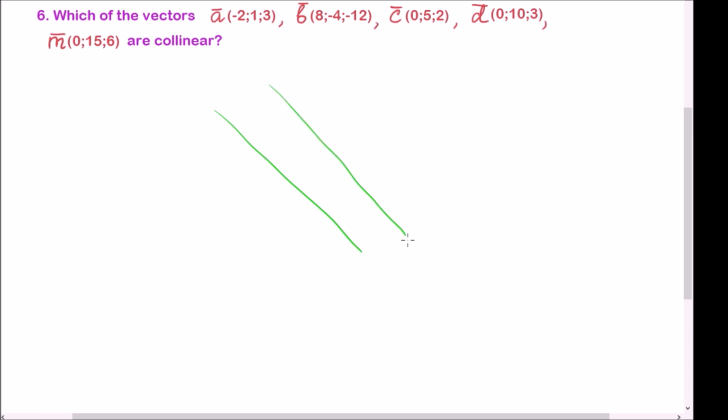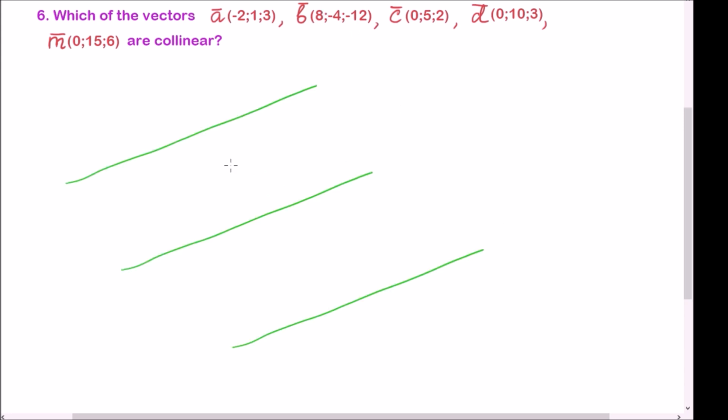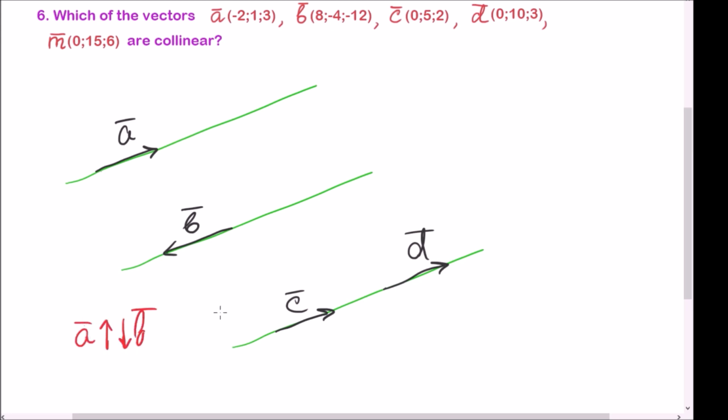Vectors lying on the parallel straight lines, vector A and vector B, A and vector C, or lying on the one and the same straight line, vectors lying on the parallel straight lines, or vectors lying on the one and the same straight line are called collinear. The vectors A and B have opposite directions, and vectors C and D have the same direction.